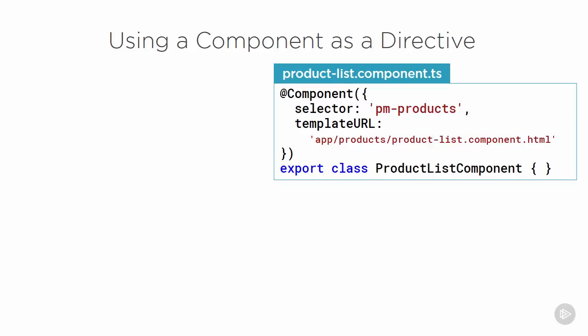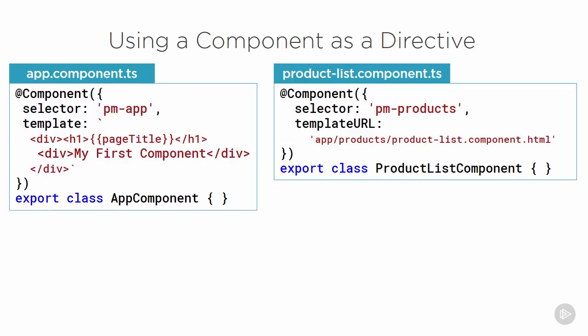Here is our newly created product list component, and here is the app component we created earlier. Note that I've excluded some of the code here on this slide, such as the import statements and class details for a better fit. We'll see the complete code when we get back to the demo. When a component has a selector defined, as we have here, we can use the component as a directive.